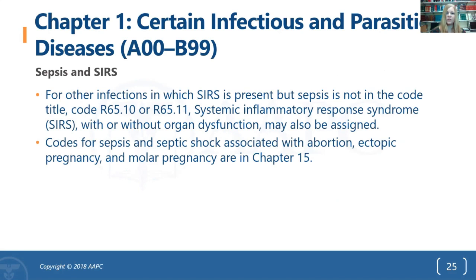For other infections in which SIRS is present but sepsis is not in the code title, you would use code R65.10 or R65.11 for systemic inflammatory response syndrome. Codes for sepsis and septic shock associated with abortion, ectopic pregnancy, and molar pregnancy are in Chapter 15. OB coding is a little bit different. They oftentimes take priority over other codes.